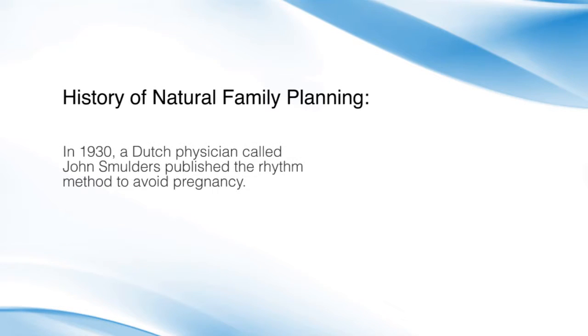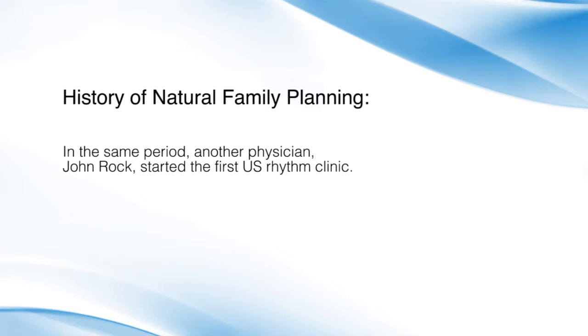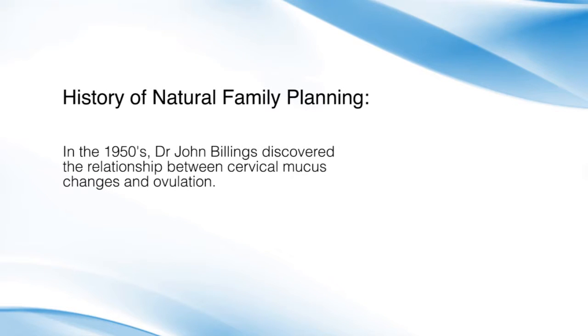The history of NFP started long ago. In 1930, a Dutch physician called John Smulders published the rhythm method to avoid pregnancy. In the same period, another physician, John Rock, started the first US rhythm clinic. In the 1950s, the third John, Dr. John Billings, discovered the relationship between cervical mucus changes and ovulation.